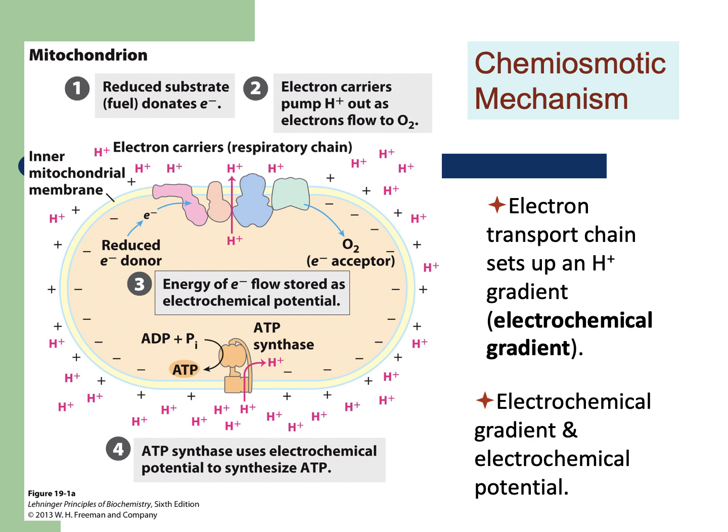And then the 4th step is what we're going to talk about more today, which is that the ATP synthase uses the stored potential energy to synthesize ATP, and uses this electrochemical gradient, this proton gradient, to generate ATP.